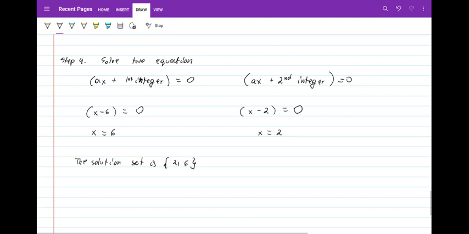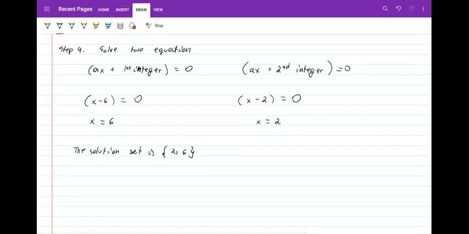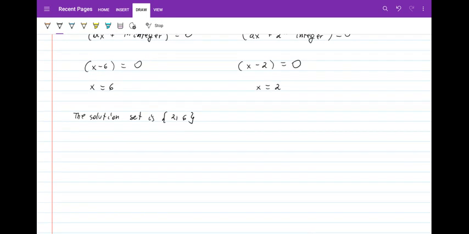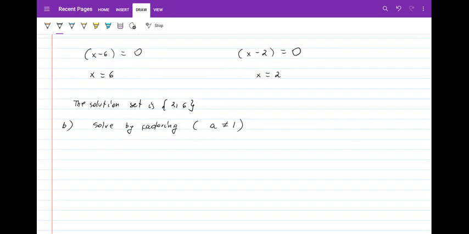So I have one more example of how to solve a quadratic equation by factoring when the leading coefficient a is not equal to 1. So solve by factoring. And this is the example when a is not equal 1. Okay, so I want to show you what happens. So we have 2x squared minus 5x minus 3 equals 0.